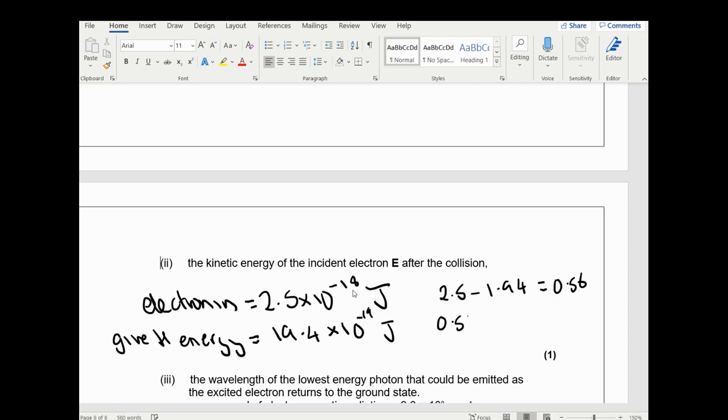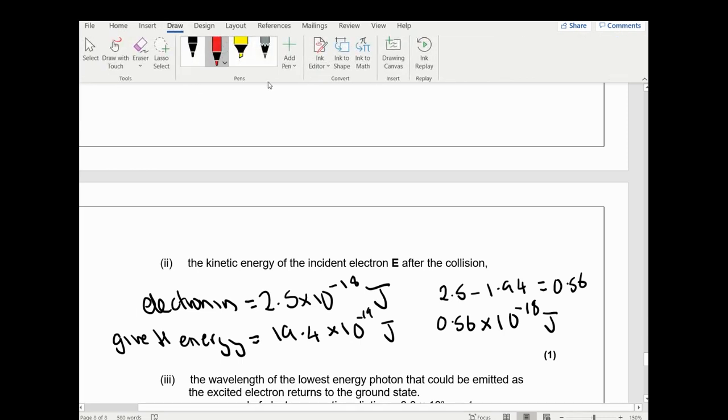So it's 0.56 times 10 to the minus 18 joules there. As you may notice, I cheated here. I kind of removed the figures, and that's what I used there. So it's just a 1 mark question, and it's literally just taking 2 numbers away, which is quite nice.